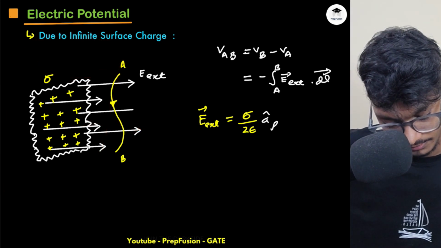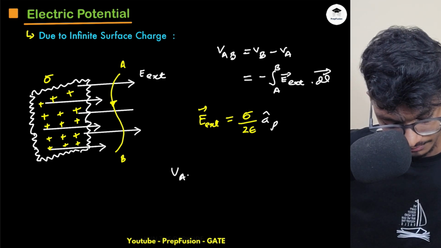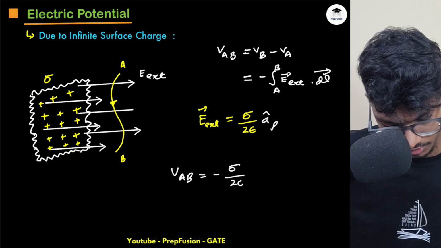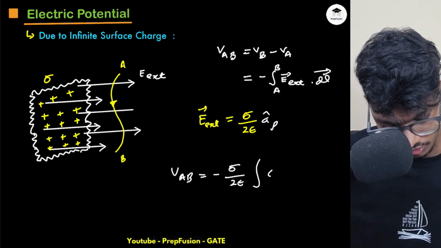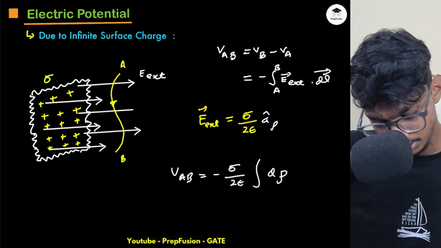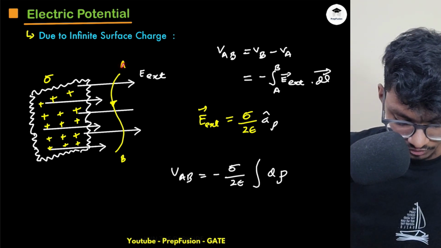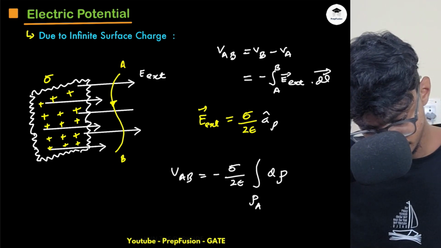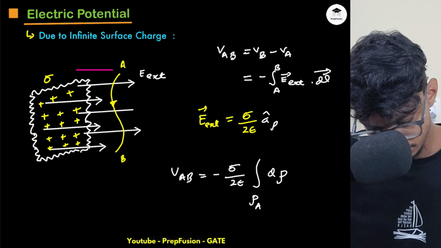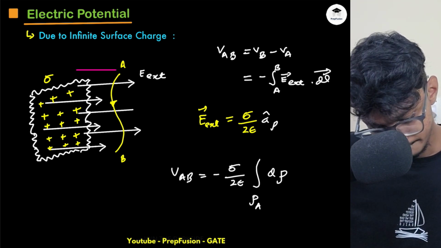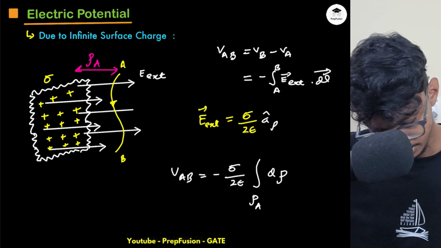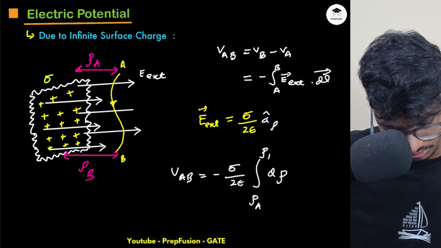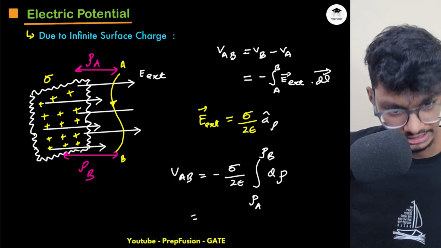So my V_AB is equal to minus σ upon 2ε, and this will be dρ, right? The a_ρ gets cancelled, and it doesn't matter whether I'm going from point A to point B. This distance from the surface will be ρ_A, and this distance will be ρ_B, correct? So the potential change will simply be ρ_A minus ρ_B. That's it, right?